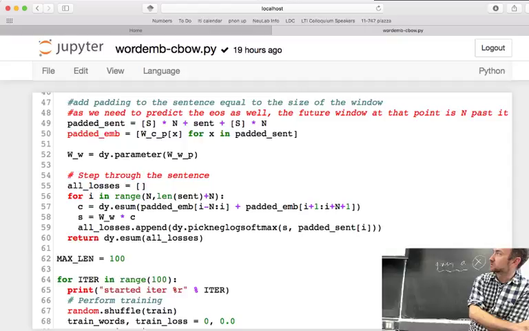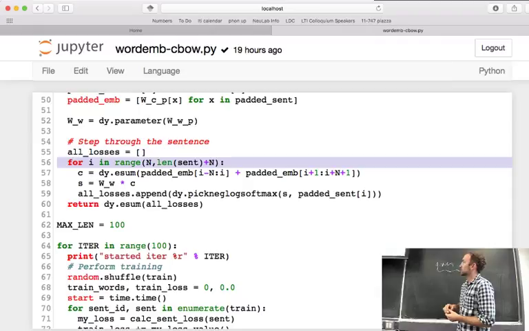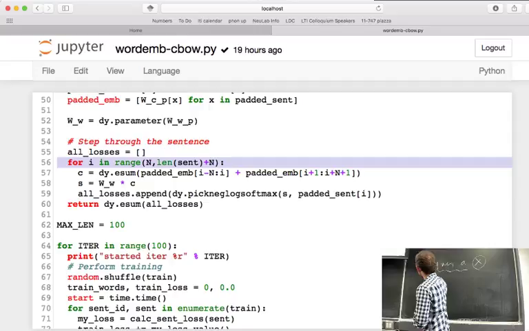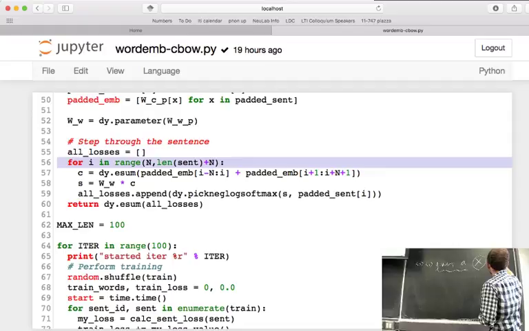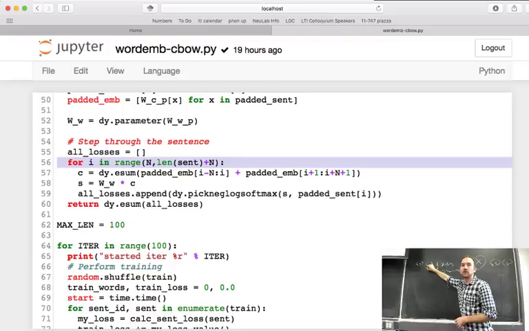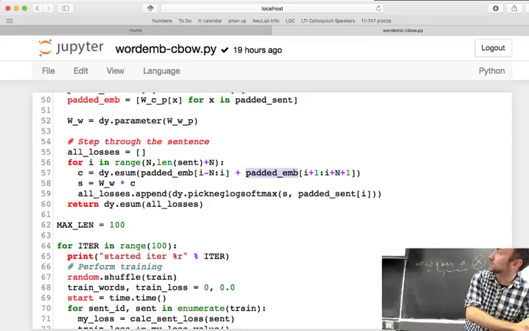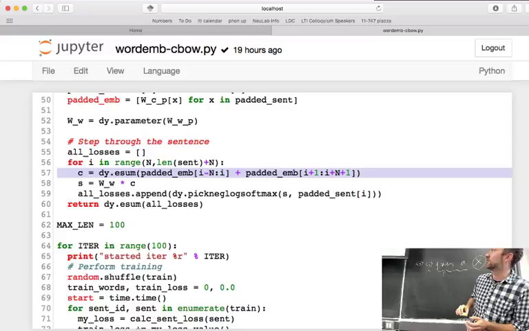This is our kind of matrix that we use to calculate the softmax. And then we have a loss for every word in the sentence. And then we step through every word in the sentence. We have this kind of strange range thing here. And the reason why is because we have padding on either side. So we basically step through only the real words in here, and we ignore the words over here. Then we add up the things on either side. So this is the red vector add up thing here, and then we append a loss where we do prediction.